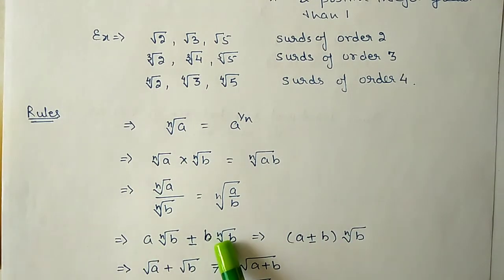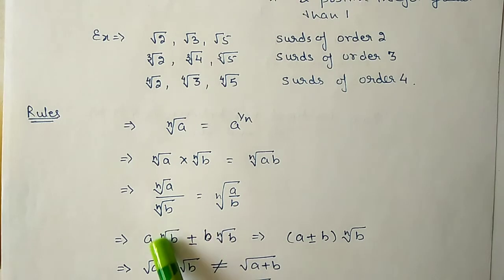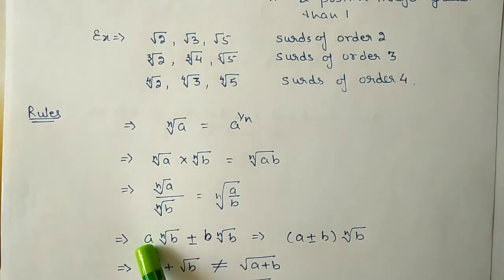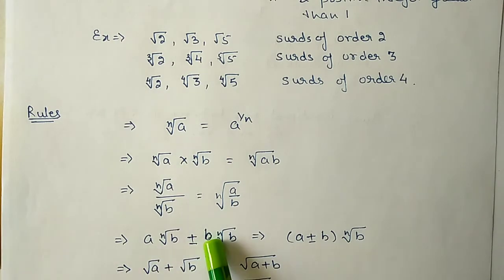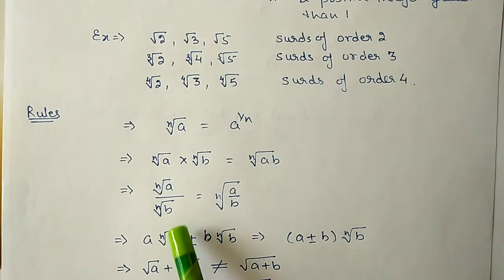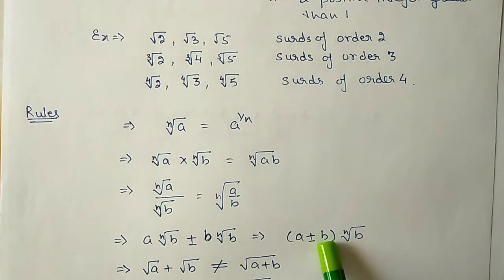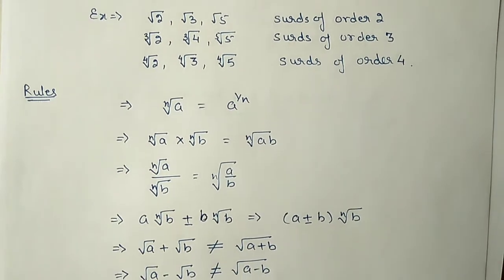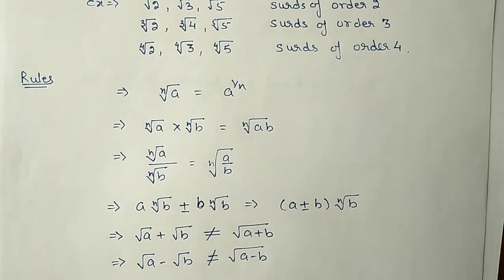If we have two surds where the surd part is the same, you can see here nth root of b, nth root of b, but the coefficient before it is different, then we can take out the common part, and the remaining numbers we can write together. This rule is applicable for both addition and subtraction.